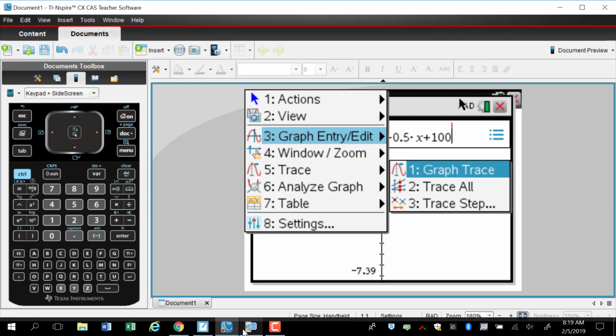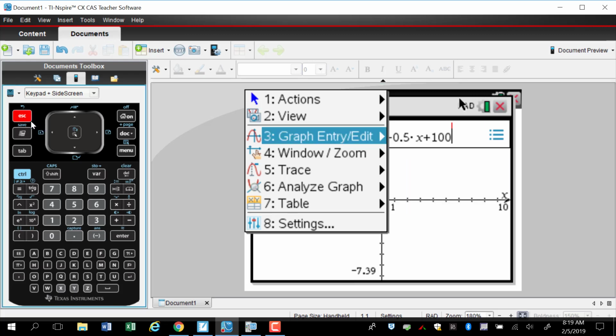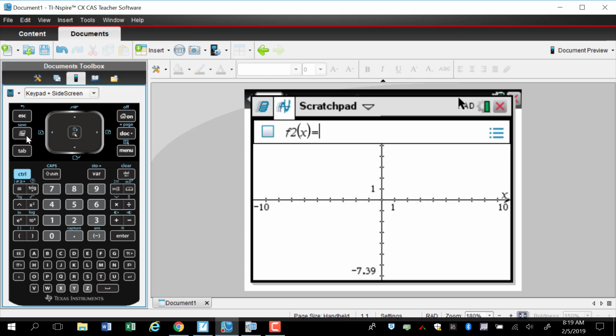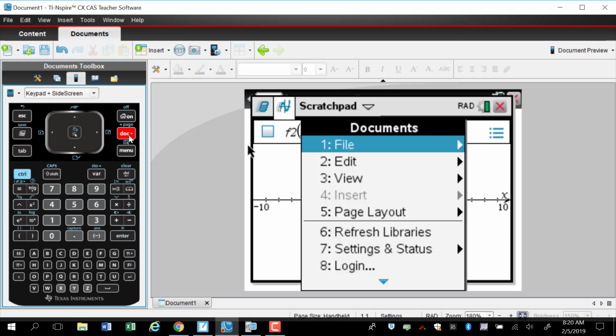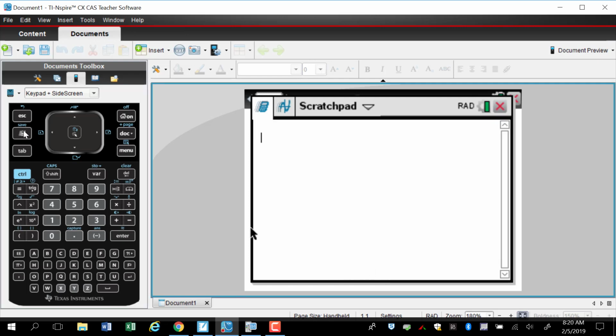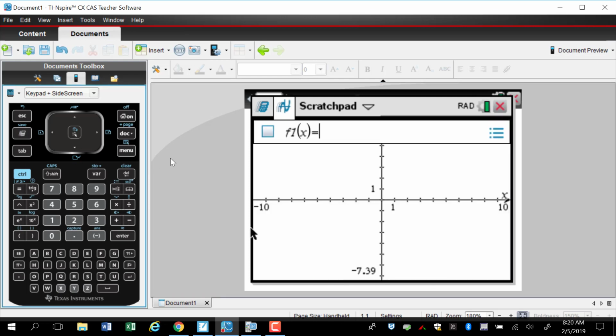So first I'm going to do the Nspire. What you're going to need to do for the Nspire is hit your graphing screen, which is this button right here below the escape key. If something's popped up and you want to reset the whole thing, you hit the document key, and if you press up once, you see this thing that says clear scratch pad. That's what you want to do first. So let's clear it out. We're starting fresh.